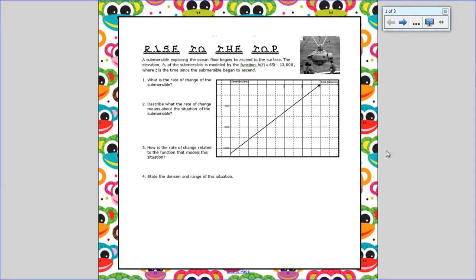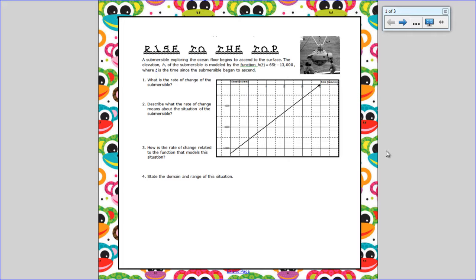So what we're going to do is be finding slope, and then we're going to apply it to a real world situation and talk about what exactly it means. So to begin, we're going to talk about rising to the top. A submersible, which is just like a mini submarine, exploring the ocean floor begins to ascend. That means it's coming up to the surface.